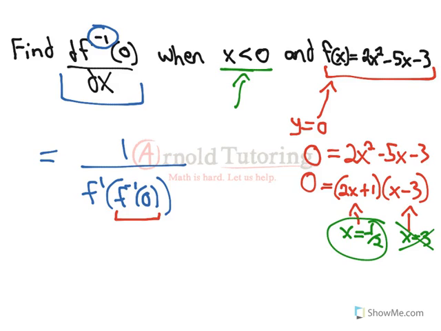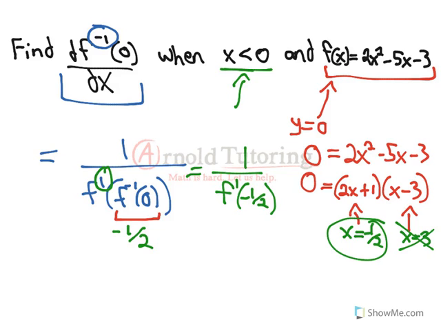So we know that x equaling negative 1/2 gives a value of 0, so that must mean that this piece is negative 1/2. So now this formula becomes 1 over the derivative of the original. Again, that's that notation. This is f prime, right? Not f to the negative 1 prime. Derivative of the original solved at negative 1/2.